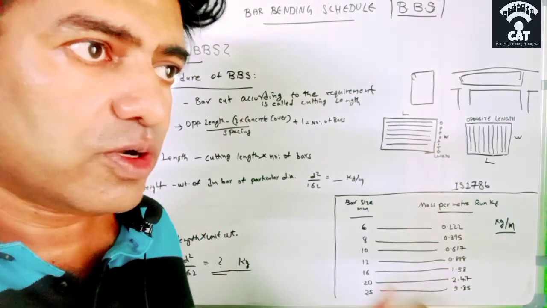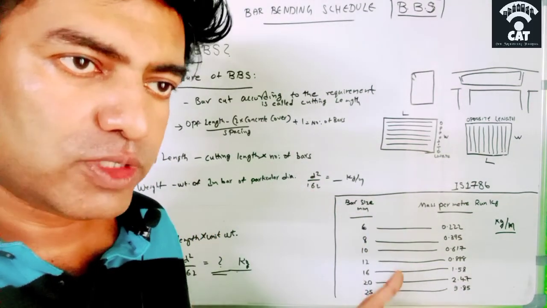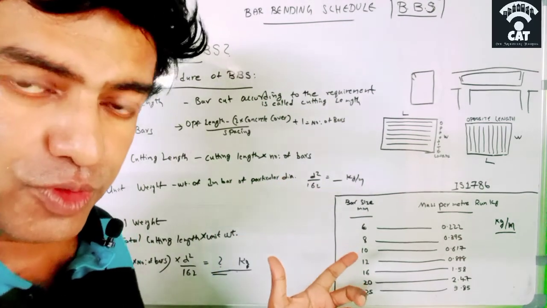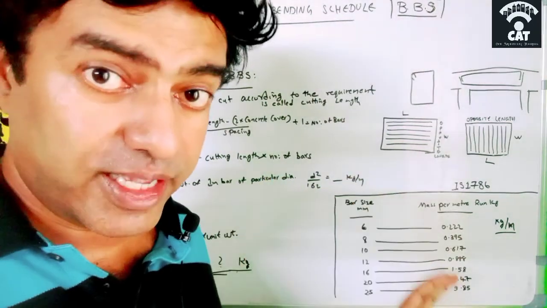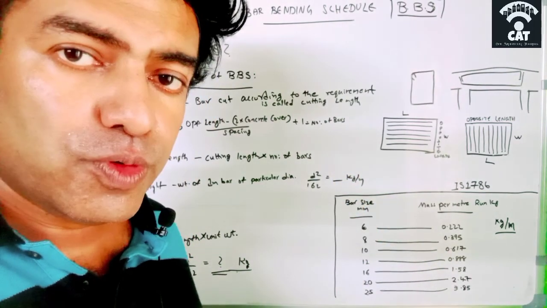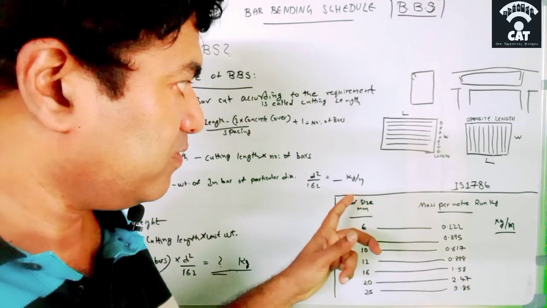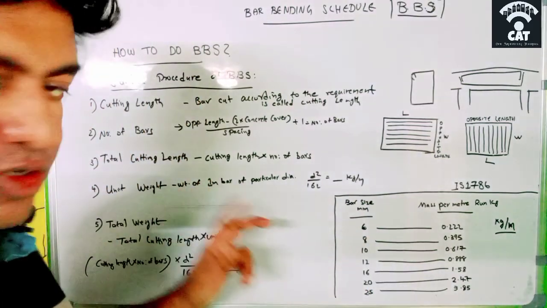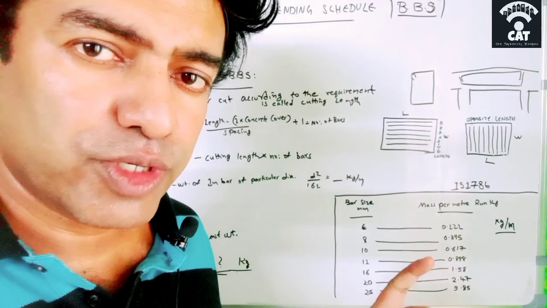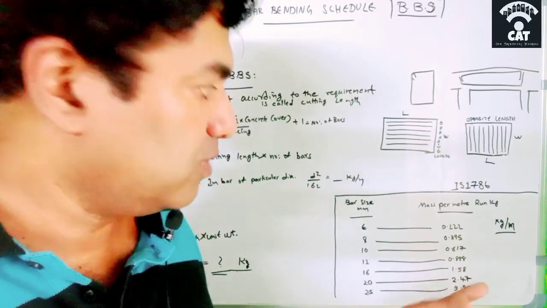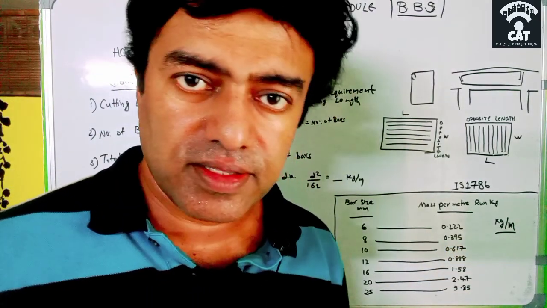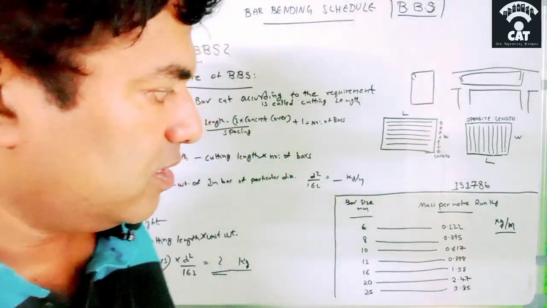You don't need to go for the formula, but if you don't know that, we can use a formula which you also know: d square by 162, where d is the diameter of the bar in mm. d square by 162 into 1 meter length will give the unit weight of any diameter of bar. If it is 6 mm, it will give 0.222, and if it is 8, it will give 0.395.